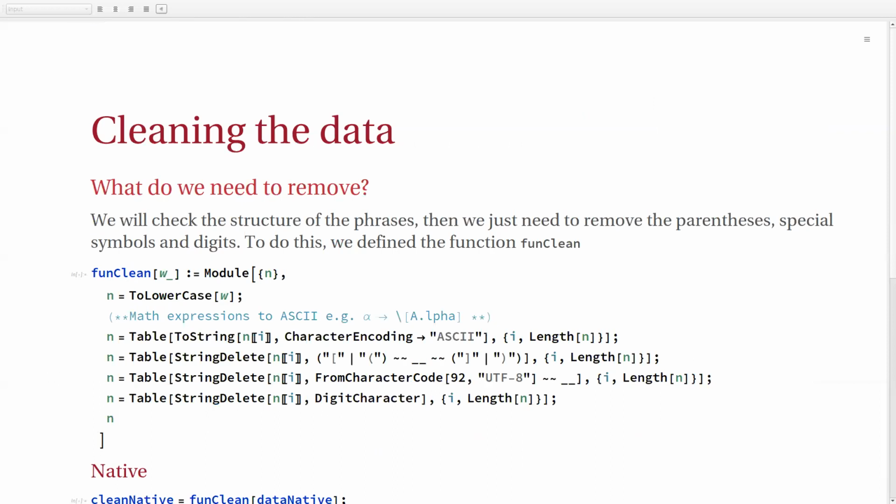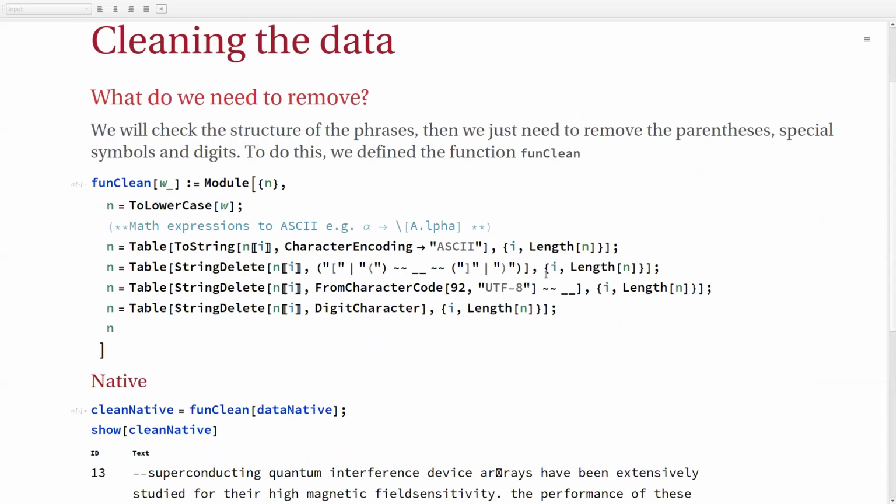We need to clean the data. What do we need to remove? We need to check the structure of the phrases, and the function font-clean removes the parentheses, special symbols, and digits. So first we lowercase all our data. As we found some math expressions, we need to translate math expressions into ASCII code. For example, an alpha will turn into alpha.